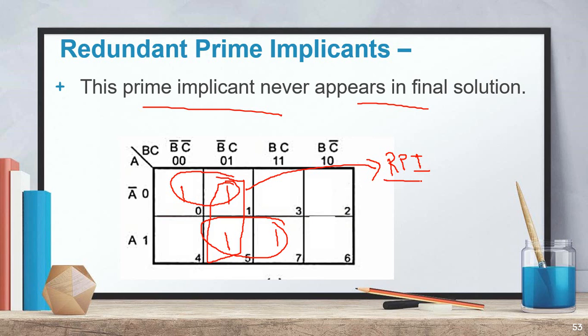So the combination of RPI and these, we already discussed: 0, 1 is an essential prime implicant and 5 and 7 is also an essential prime implicant. So the total of essential prime implicant plus RPI is usually known as prime implicants. So the prime implicant has two types, mainly: one is essential prime implicant, another is redundant. Both are subgroups. Essential means whichever appears in the final, redundant means whichever does not appear. Together, all the EPI and RPI together are the prime implicants.